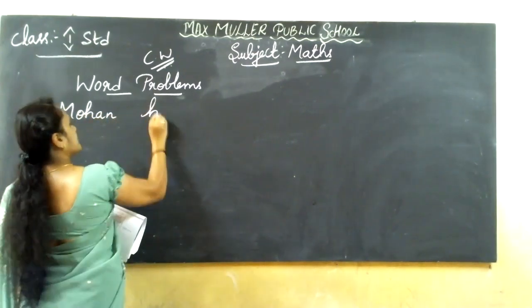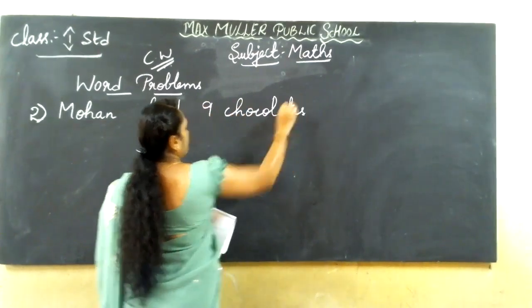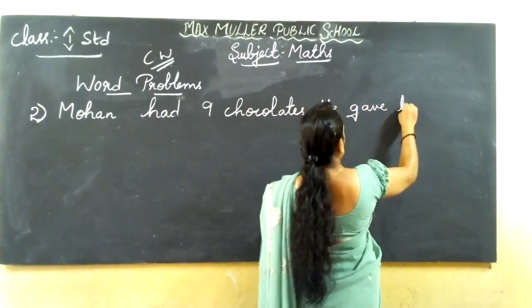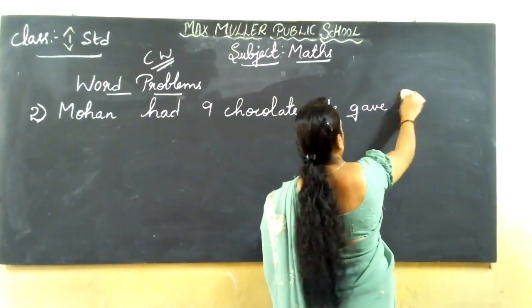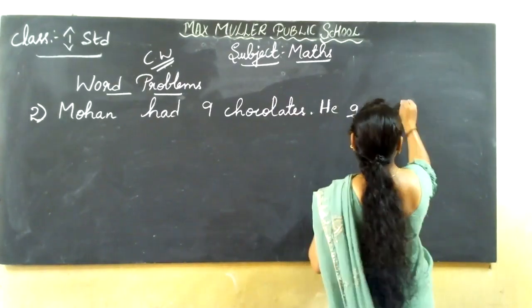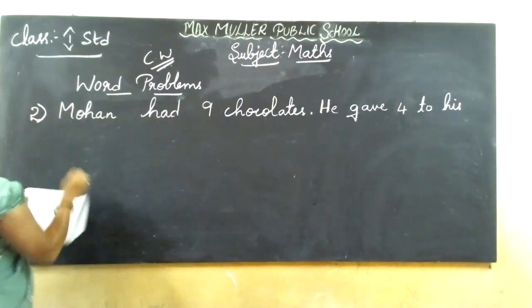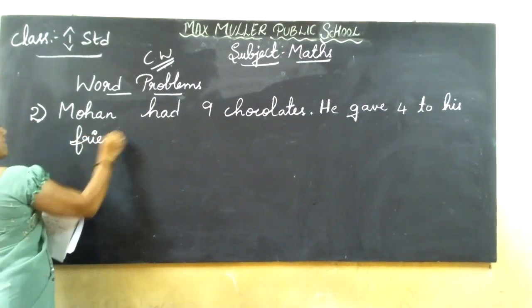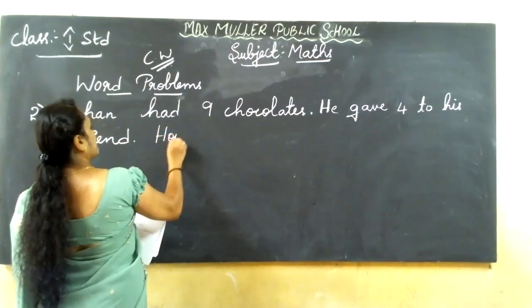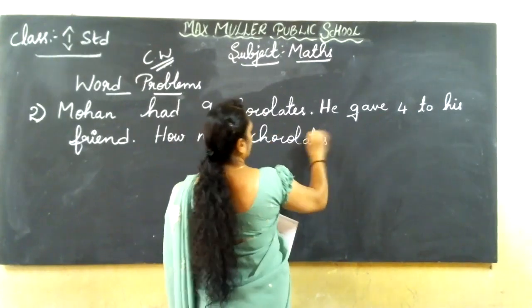Mohan had 9 chocolates. He gave 4 to his friend. How many chocolates are left?